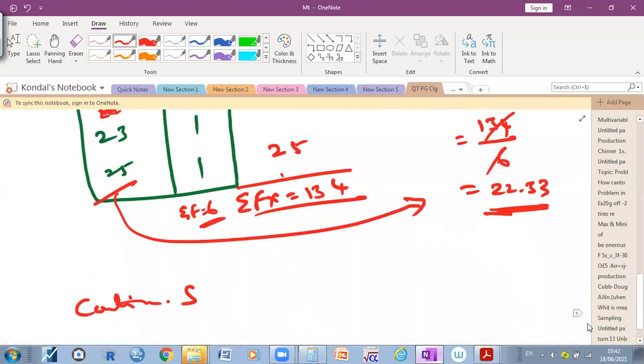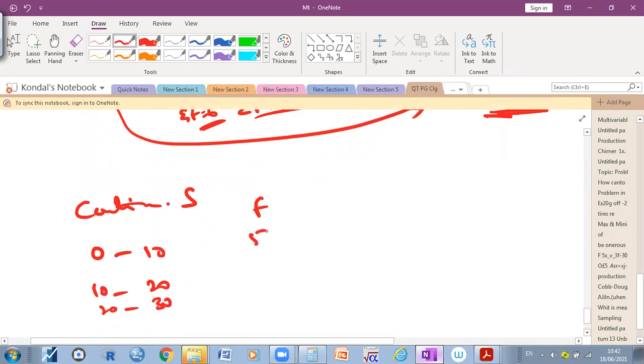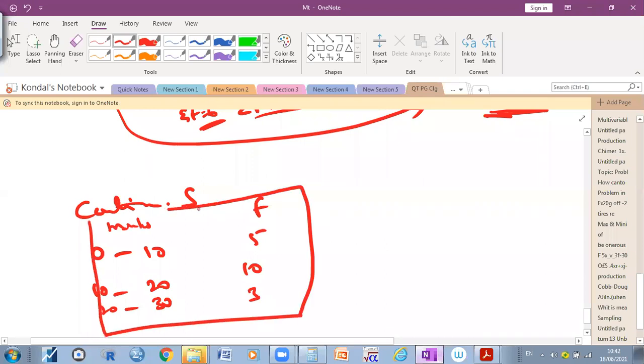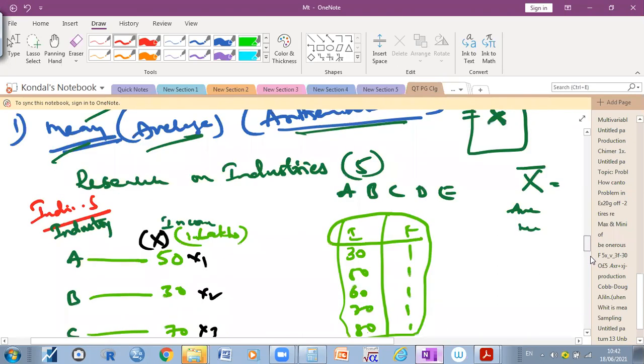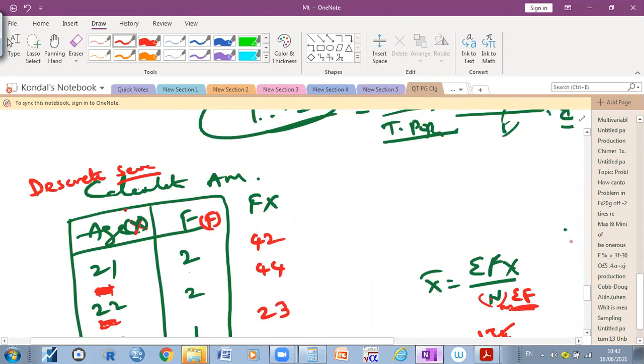Like that, how many students are there, for example 5, 10, 3. If the data is like this, for example marks, it is called a continuous series. Have you understood the difference between these three: individual series, discrete series, and continuous series?